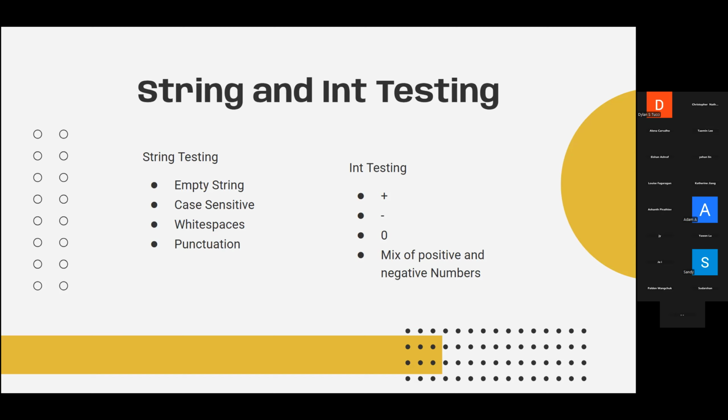On the other side, we can always do integer testing. For integer testing, we can always look at positive values. We can also look at negative values. We can look at zero, and we can always do a mix of positive and negative values if it is a list.